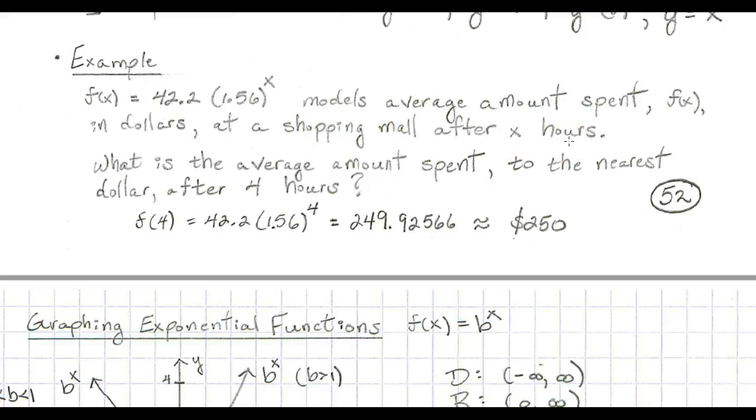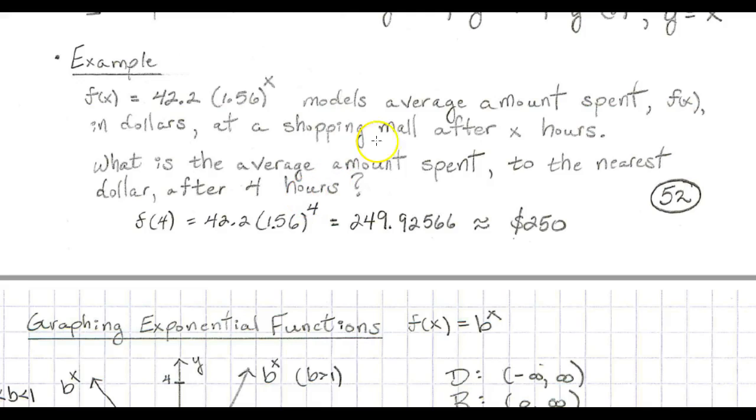So this is done after collecting data, fitting it to a curve. There's lots of higher level math than that, but somebody collected data, observed people, how much they're spending, or collected receipts from stores and how much people are spending. So after spending so many hours in a shopping mall, this is the amount of money that can be spent there on average. So what is the average amount spent to the nearest dollar after 4 hours?